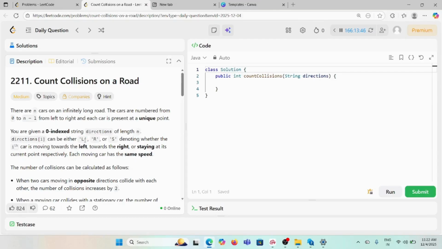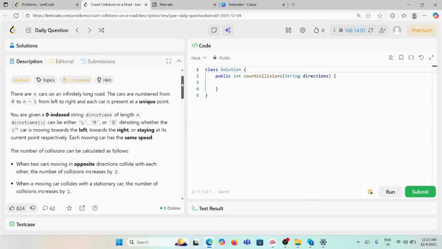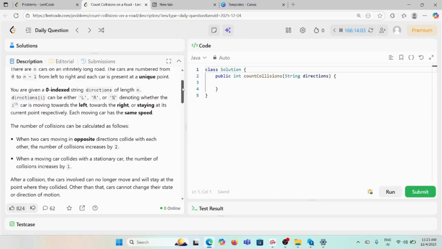L is for the cars which are moving to the left side. R is for the cars that are moving to the right side, and S is for those cars which are staying at one place, they are not moving at all. So these are the three states of a car. What we have to do is find the number of collisions, calculated in such a way that if two cars are moving in opposite directions, it would count as 2, and if a car is colliding with a car which is staying, it would count as 1.